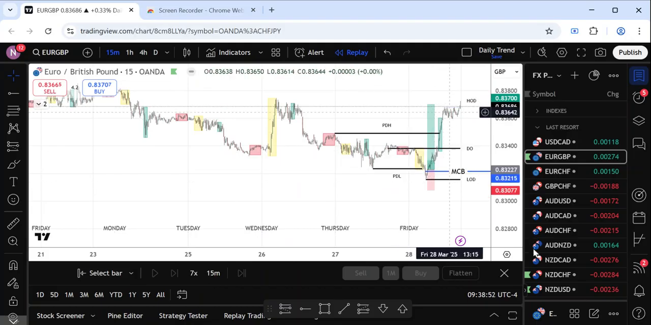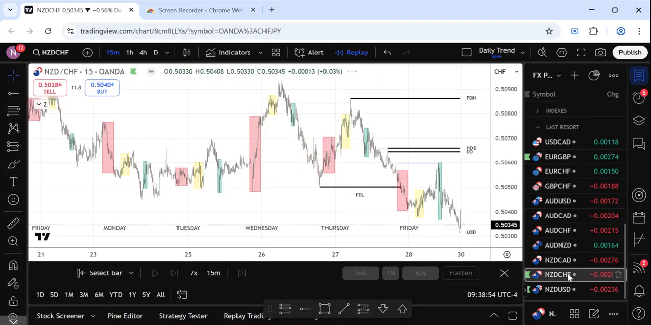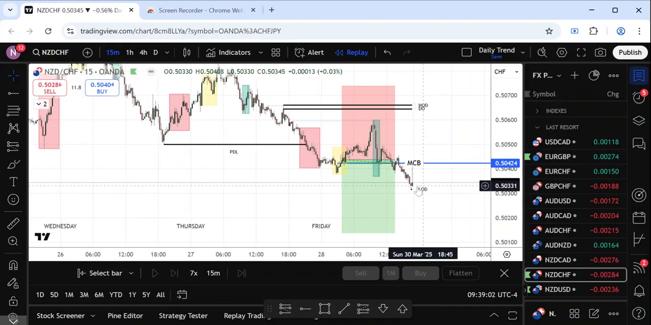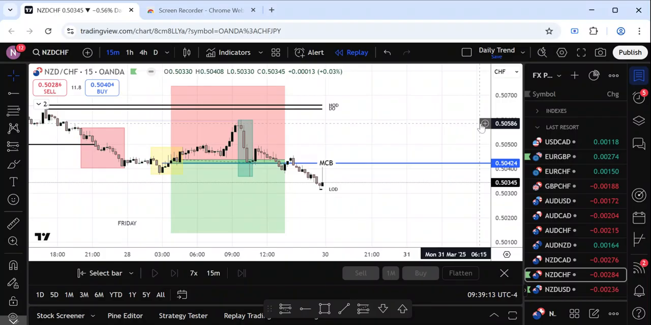Friday, boom, up. I wanted to see New Zealand Swiss do the same thing, but it did not. But I am still holding a long bias on New Zealand Swiss for Monday, because this right here was the low of the week. If this low holds, then I may be looking for a multi-session W and for price to rise, but we'll see. That was the weekend review.